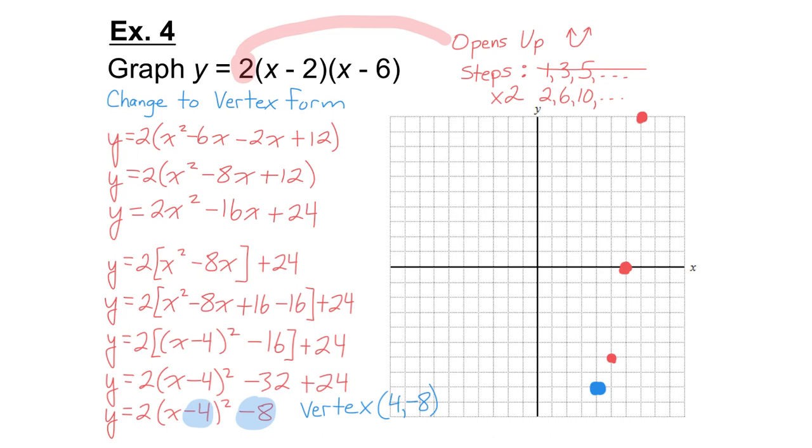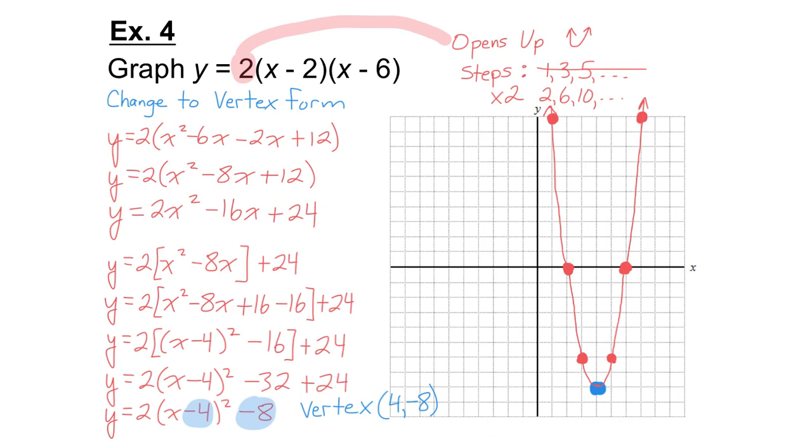And then I do the same thing on the other side and draw a smooth curve with arrows to get my graph. So what I did was I changed factored form into vertex form and then plotted the vertex and used the step pattern to find the other points. And that method works really well.